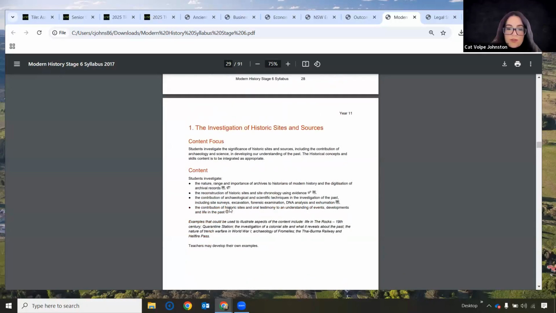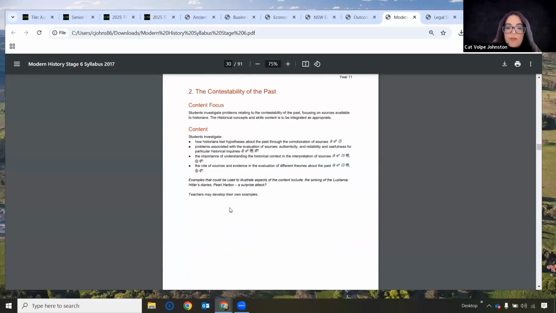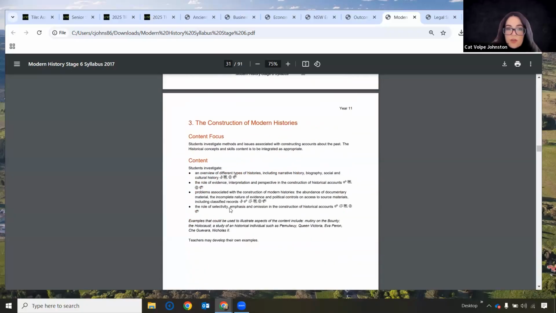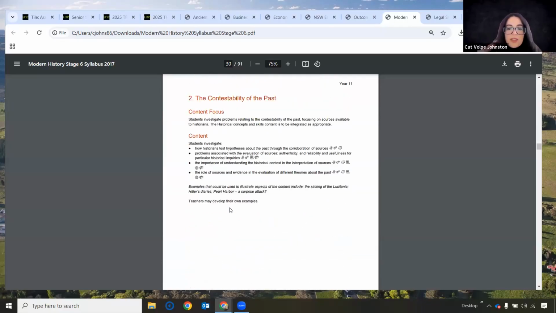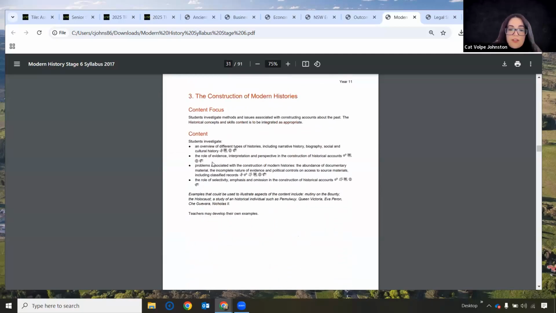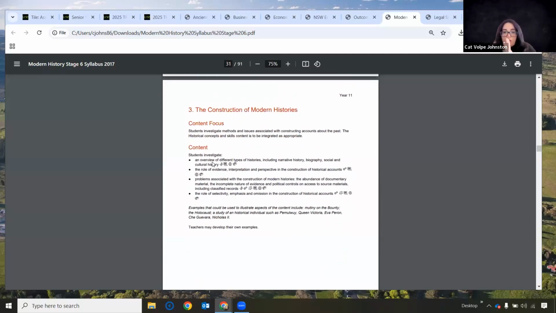This is the first one. This is the second one. This is the third one, and so forth. They're all listed there. So there's not really a lot there, but you're using case studies to build the content. So for example, contestability of the past. There's a lot of different examples that you could use. You can think of some of your own as well. And this can really help you when you are thinking about your second topic as well.